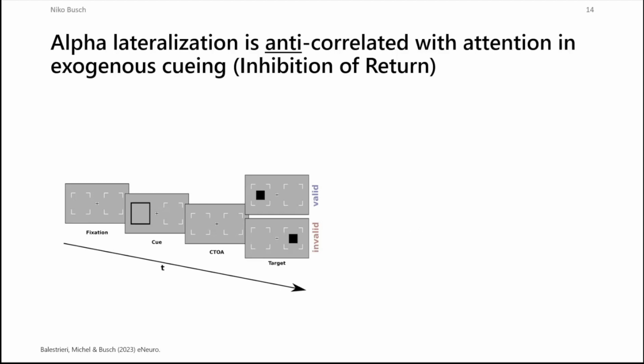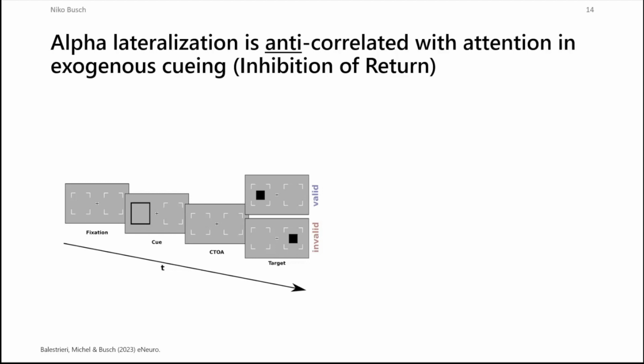Now here we wanted to use a paradigm where paradoxically the cued location is not where attention is, because attention is relocating in the opposite direction. And that's exactly what you typically find with exogenous cueing in the inhibition of return paradigm.